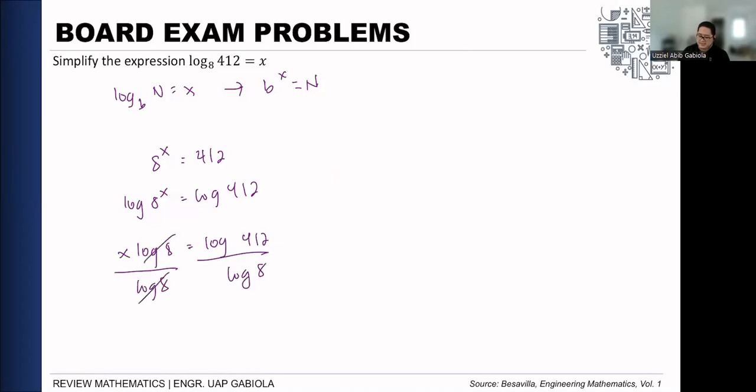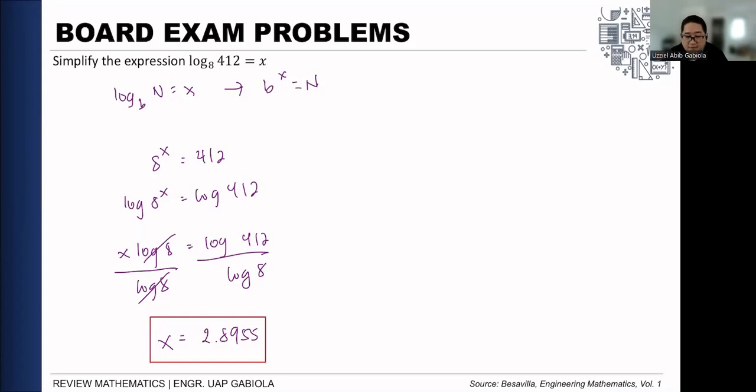Cancel, cancel. X is equals to, diretso na lang sa calcu yan. No? So, pindot kayo sa calcu, log 412, divide log 8. That is equals to 2.8955. So, that will be your answer. Okay?